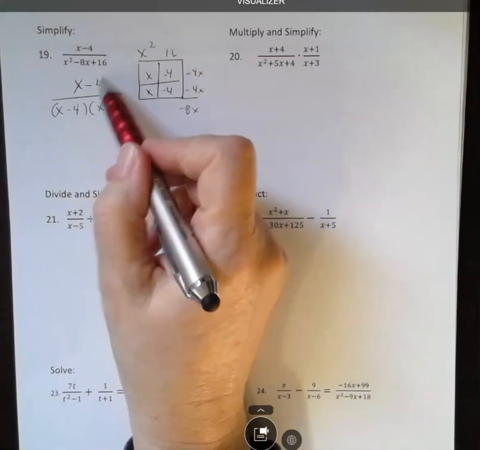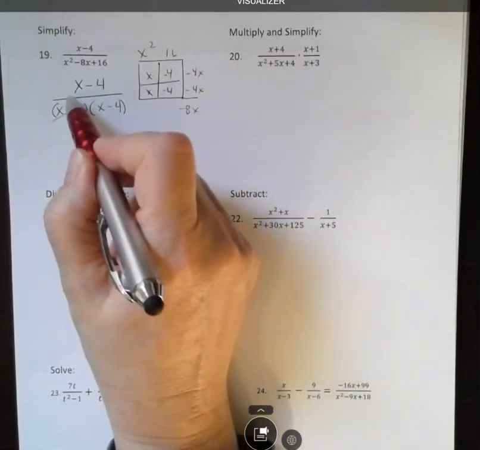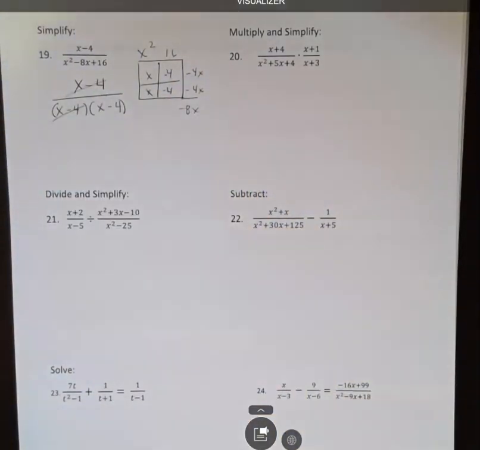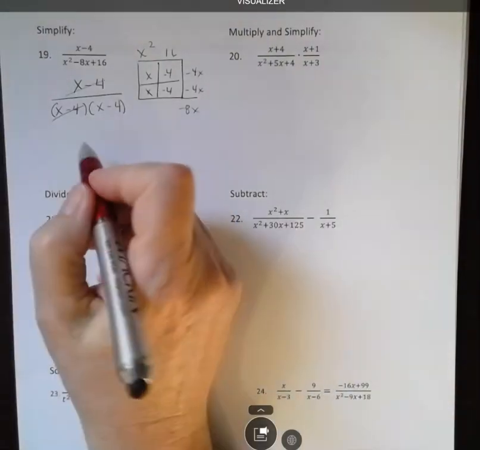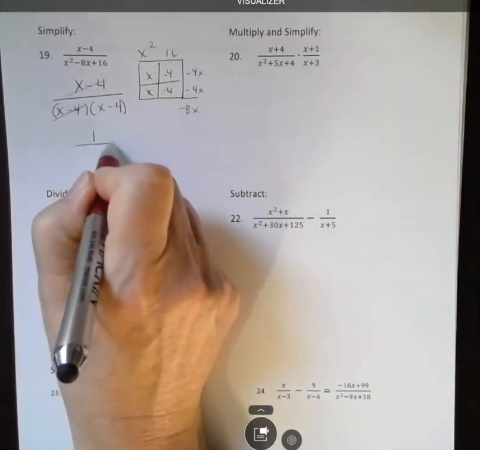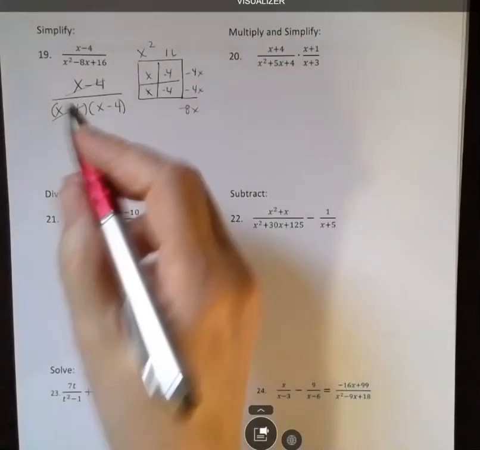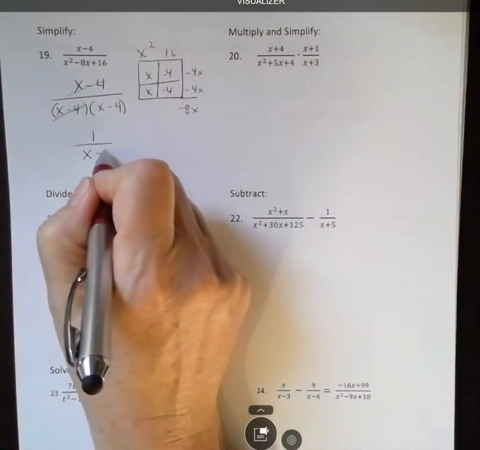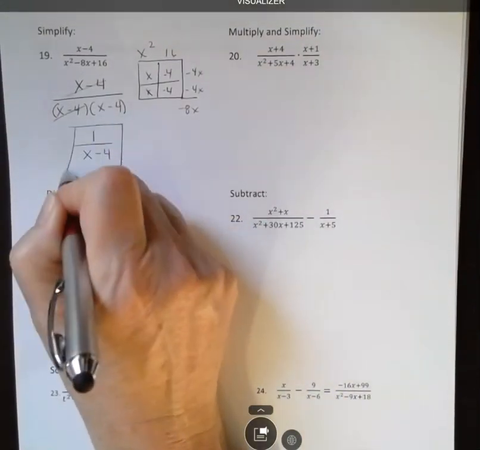Well, now I can cancel one of these, but I can't cancel both. One binomial can only cancel one binomial. I can't cancel both of those in the denominator. And when I cancel like that, I don't cancel to 0 in the numerator, I cancel to 1. Anything divided by itself is 1. When we're canceling, we're just dividing. So this is what my final answer should look like.